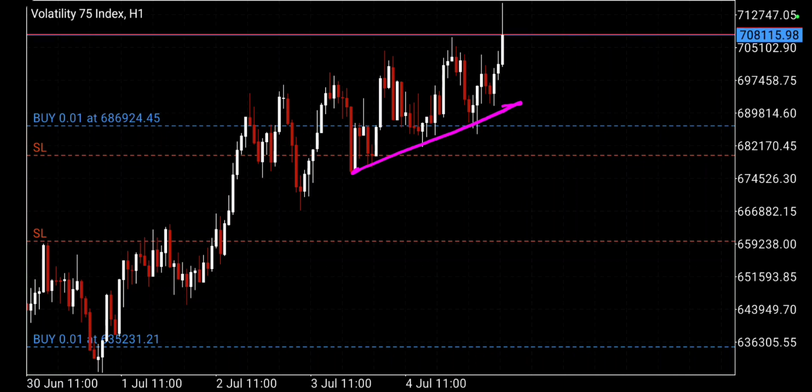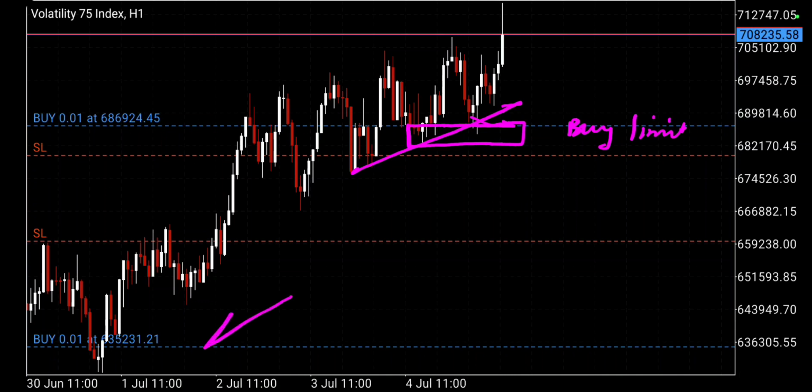Everything is pointing up, and we still have the space to the nearest area of resistance. And then this here, I hope you can all see what I'm referring to, was the area of support on H1, which is at the trend line. So that's where I just went and put the buy limit, and the stop loss I put below.